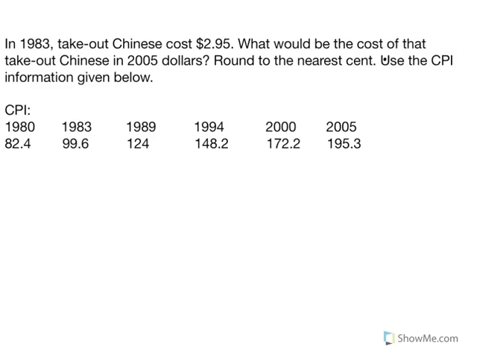In 1983, takeout Chinese cost $2.95. What would be the cost of that takeout Chinese in 2005 dollars? Round to the nearest cent. Use the CPI information given below.